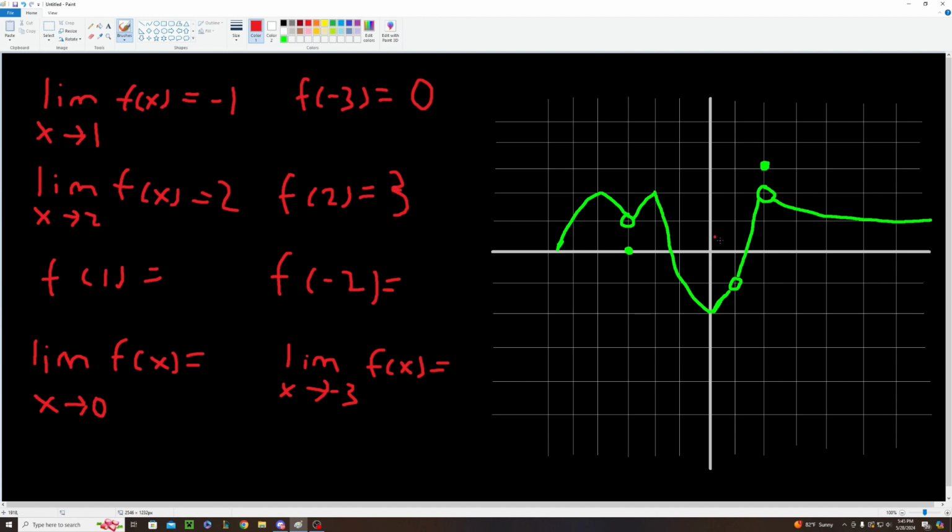Now f of 1: go to x equals 1. F of 1 has no point here, so it's undefined. F of -2 is just positive 2, a point on the graph. The limit as x approaches 0: go to x equals 0, go down, it's just -2. The graph is going towards -2 on both sides. And lastly, the limit as x approaches -3: the graph is going towards +1, even though the value is 0. The answer to the limit is 1, because that's where the graph is approaching. And that's it for the practice problem.